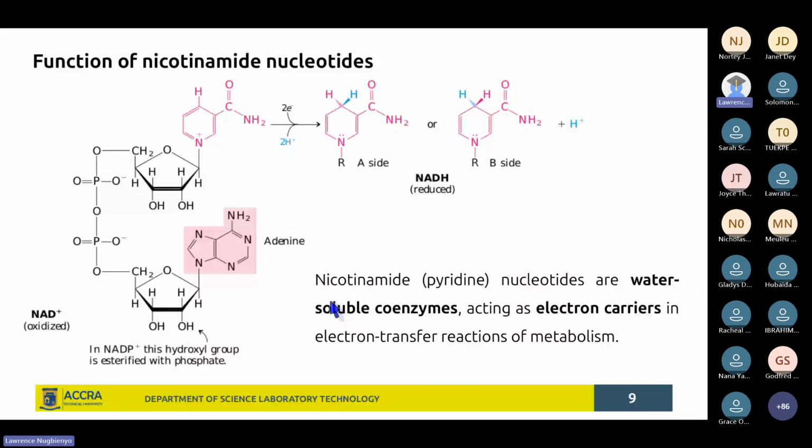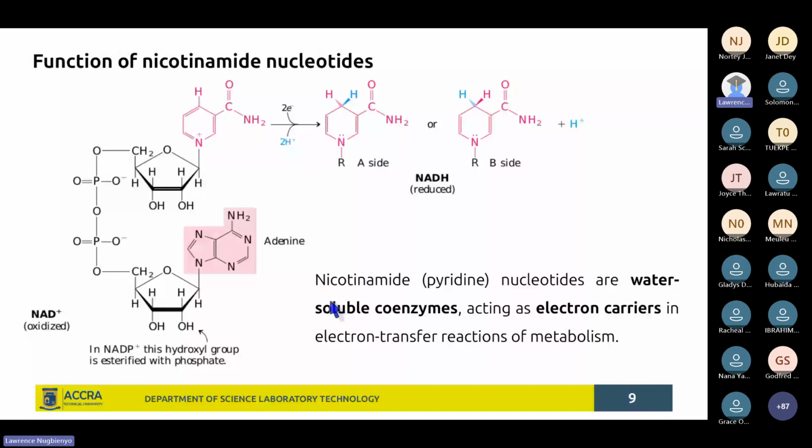You can see that when we took thiamine pyrophosphate, we first looked at its structure. And then after looking at the structure, we went to look at its function. We are doing the same thing again with this one, nicotinamide adenine dinucleotide. We say nicotinamide nucleotides generally. We look at the structure, and then after that, we start to look at the function.